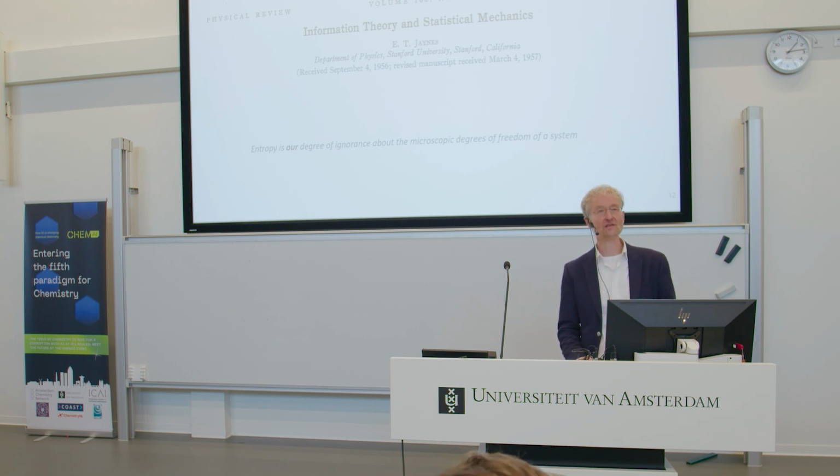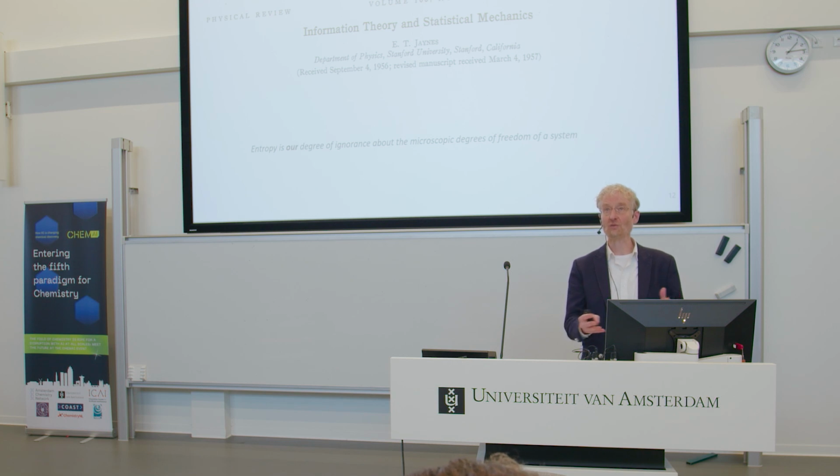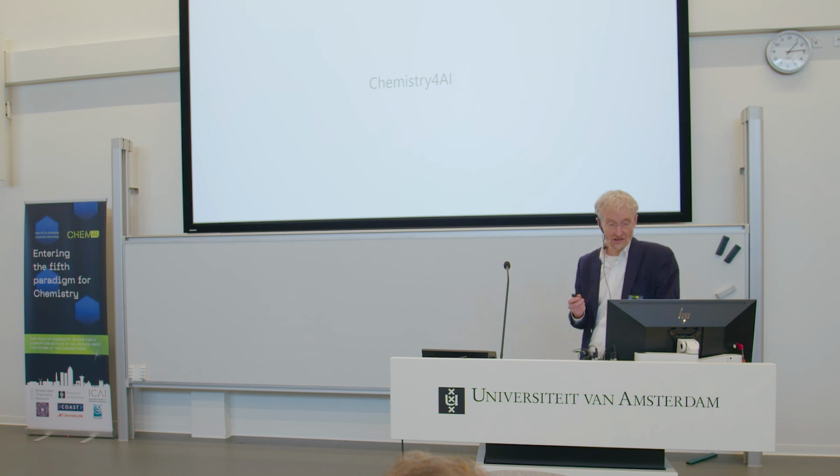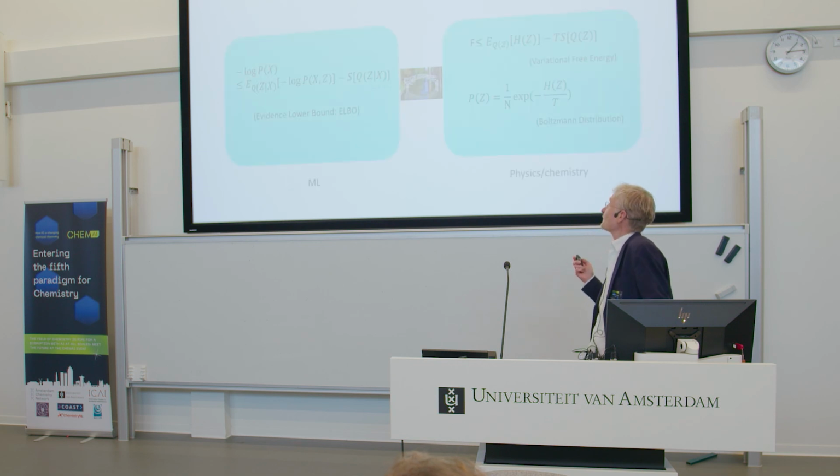And why do I think this is important? Because in machine learning, this is exactly how we think about probabilities. When we write down a probability, it represents our uncertainty about all the degrees of freedom that we don't know about the world. The world is in one state, it's one thing, but we can't observe everything. And that's when we write down entropies and probabilities. And my argument, and many with me, is that this is exactly the same in chemistry as well.